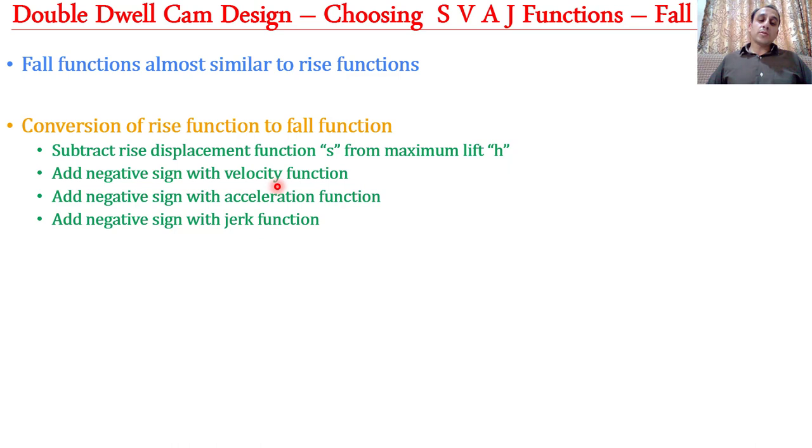And what about the velocity, acceleration and jerk functions of fall? We can get the velocity, acceleration and jerk fall functions by just attaching a negative sign to the rise velocity, acceleration and jerk functions. So in this way we can easily convert the rise function into a fall function, provided we are using the same mathematical function for the rise and fall.